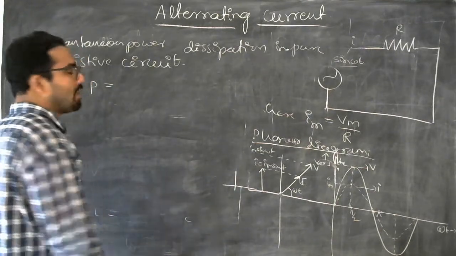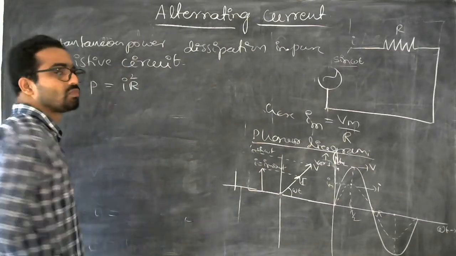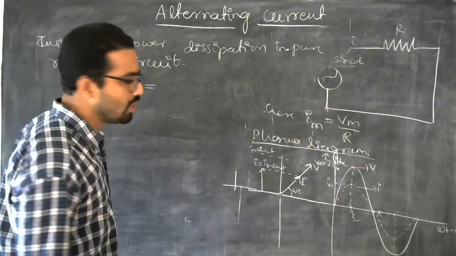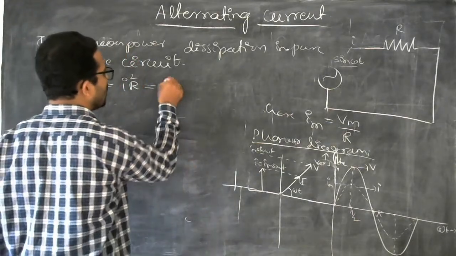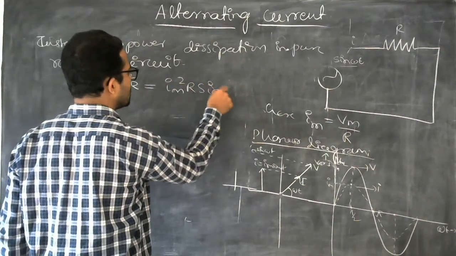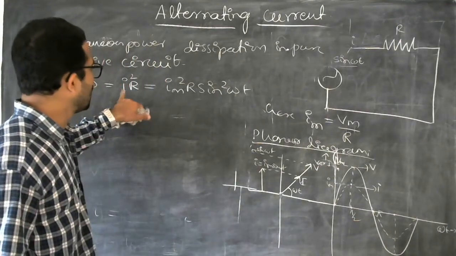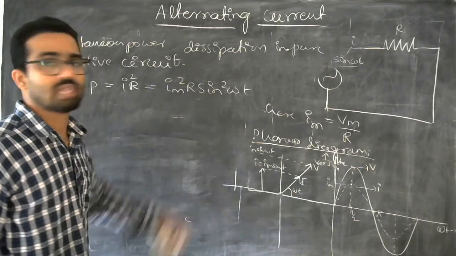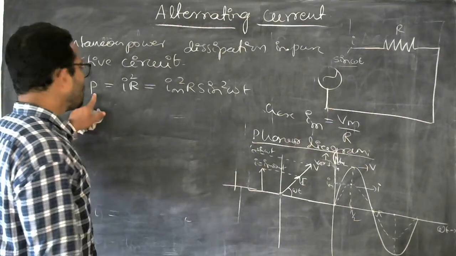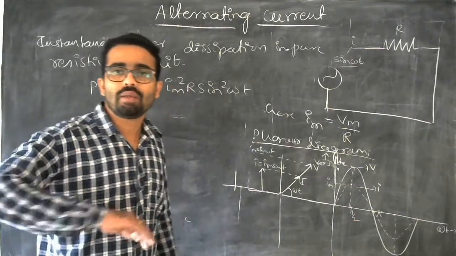Let's find P. P is equal to power dissipation. The formula for power dissipation is I square R. I is equal to Im sin omega t, which we already know, and we have to square it. So P is equal to Im square R into sin square omega t. This is the equation for instantaneous power. Then what is the average power over one complete cycle?